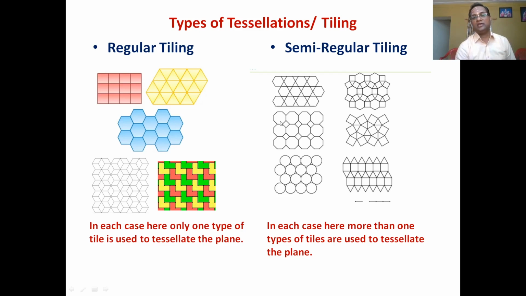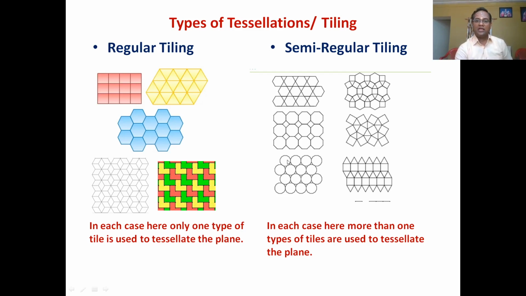Here again you can see an octagon and a square, repeated. So this tiling or tessellation is made up of two types of shapes, octagon and square. Here again you can see squares and triangles alternating. So squares and triangles are used to make this type of tessellation.